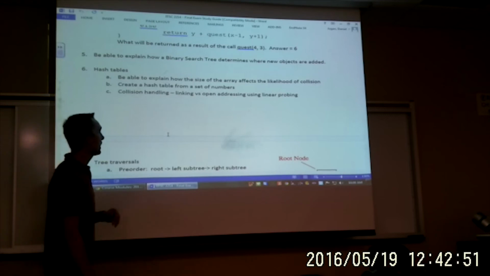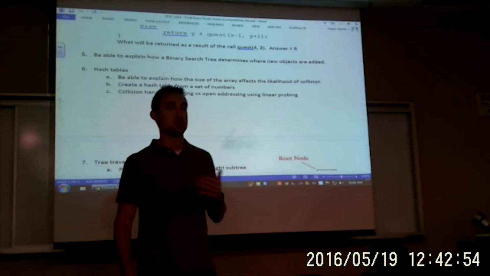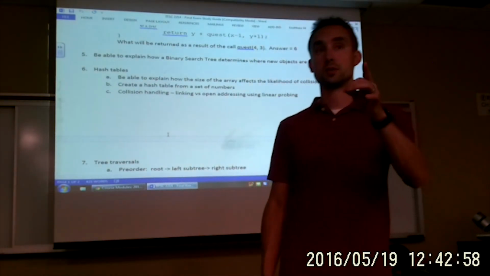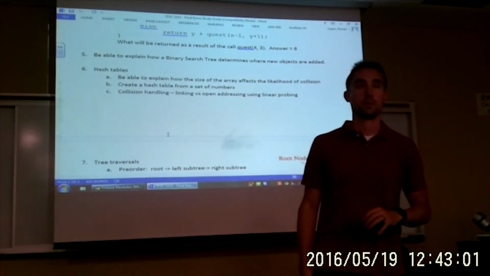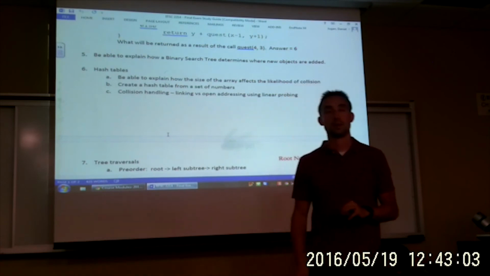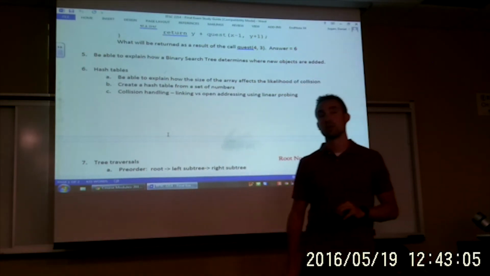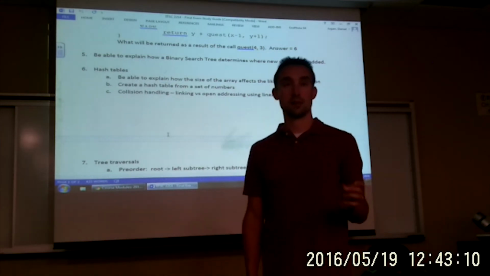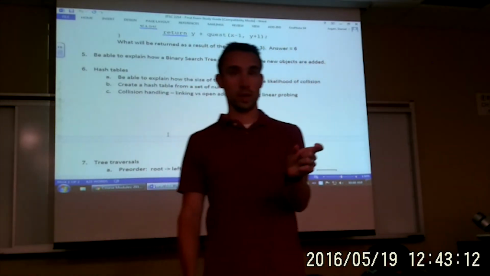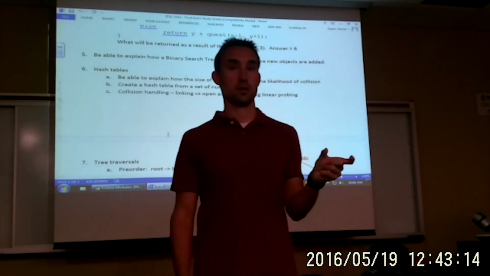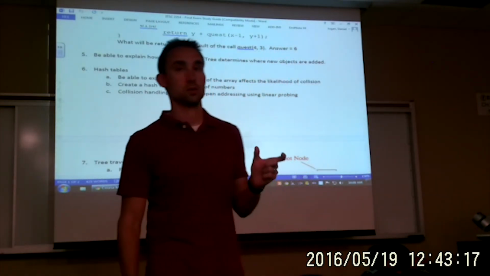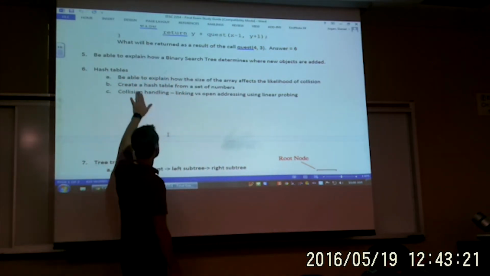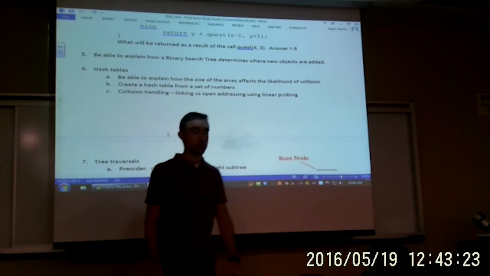Part B. Create a hash table from a set of numbers. This is something we did in class twice with 2 different examples. Okay? Question? This is small. To get the key is mod size minus 1? No. Are you talking about the division method? Mm-hmm. The division method is key mod size. So the unique identifier, remainder division, size of the array. Okay? Don't do minus 1. Key mod size. All right? Good question.